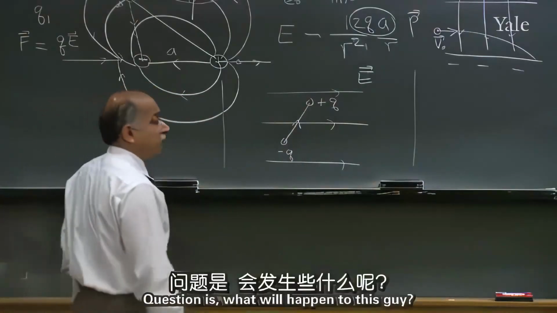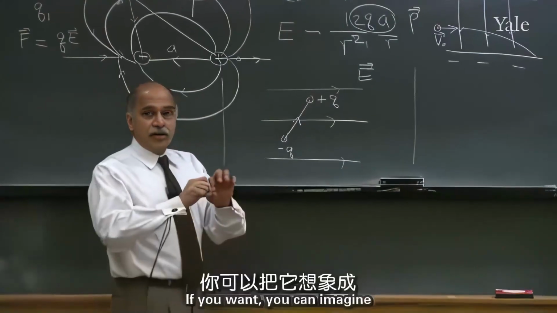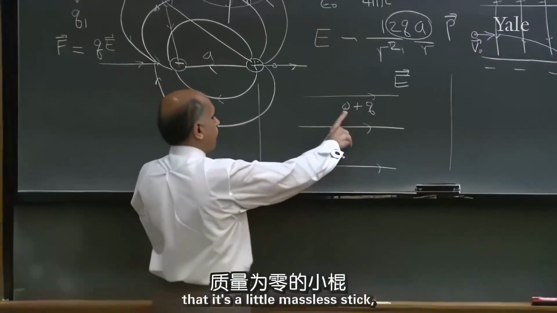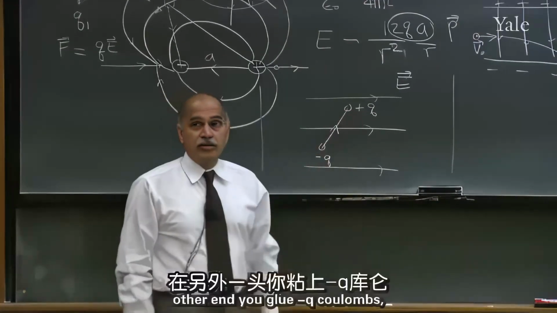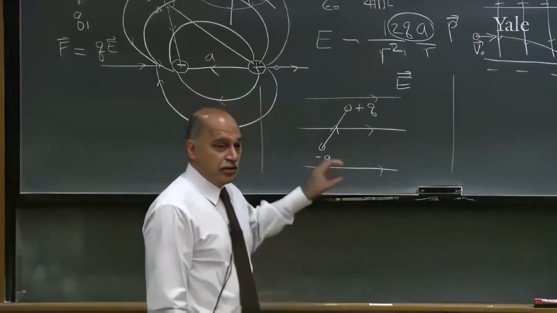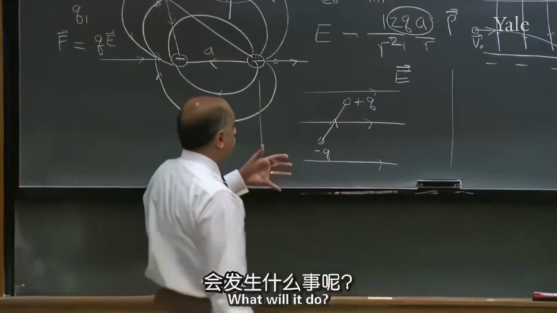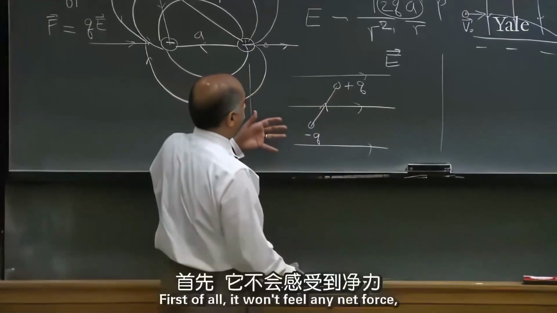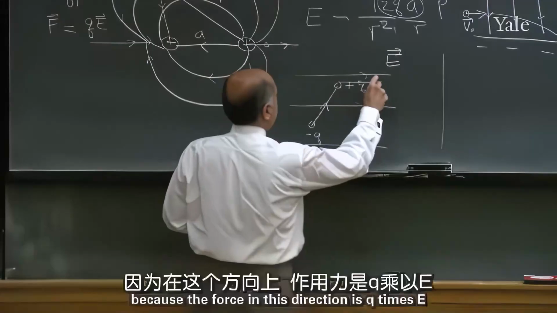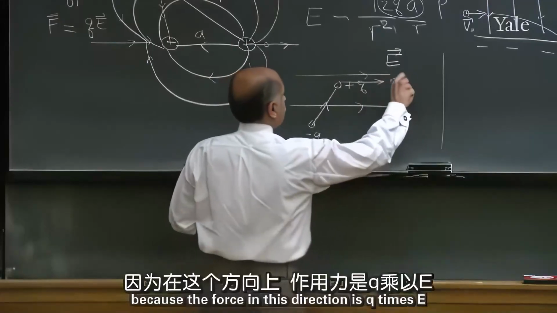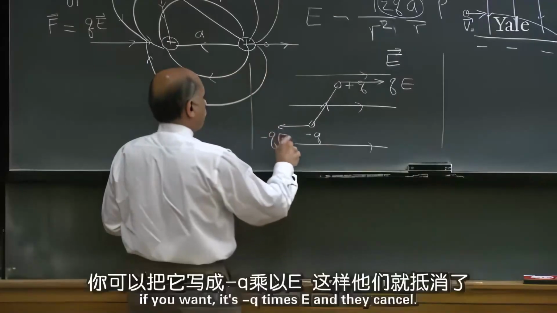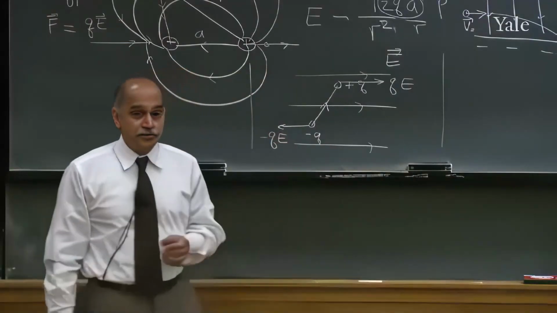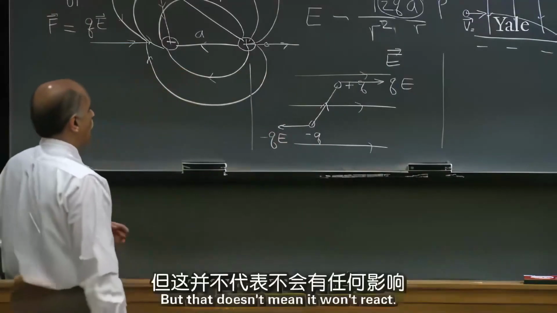Question is, what will happen to this guy? If you want, you can imagine there is a little massless stick, and at one end you glue Q coulombs, at the other end you glue minus Q coulombs, and you let it there. What will it do? First of all, it won't feel any net force because the force in this direction is Q times E, and the force in that direction is also Q times E. If you want, it's minus Q times E, and they cancel. But that doesn't mean it won't react.